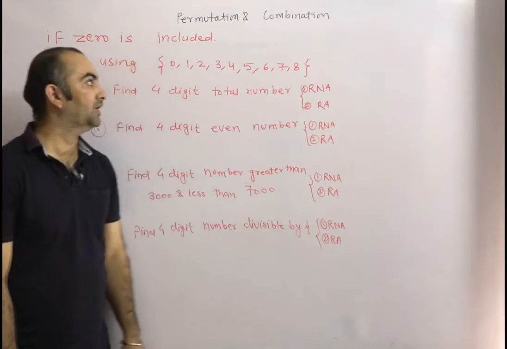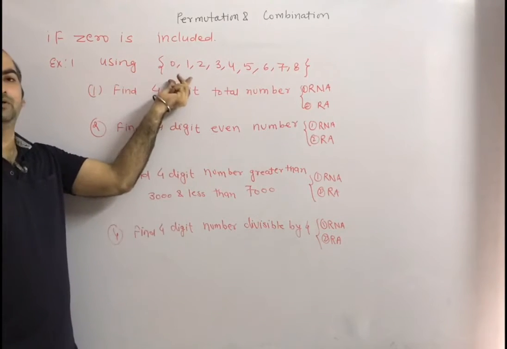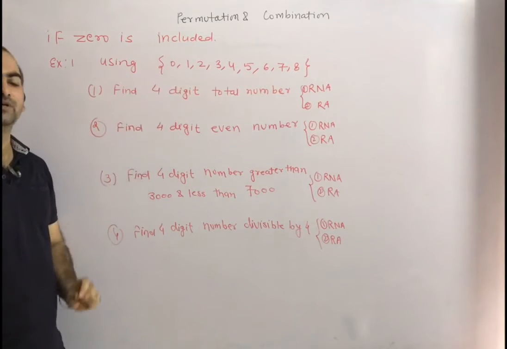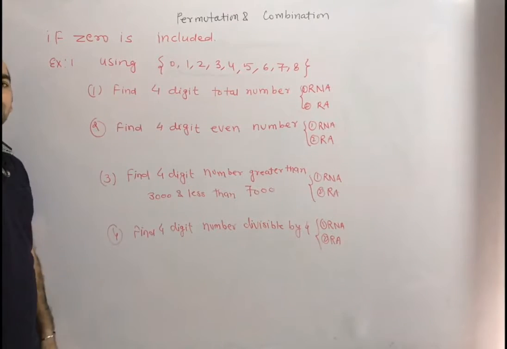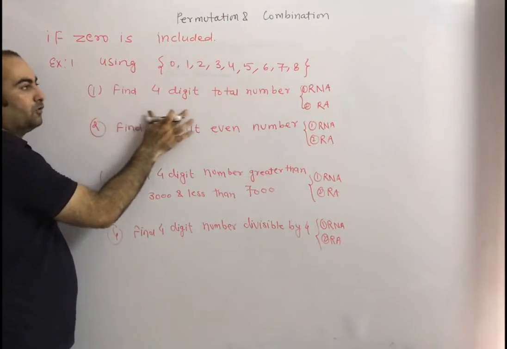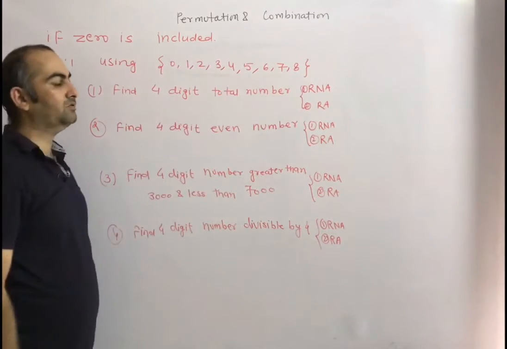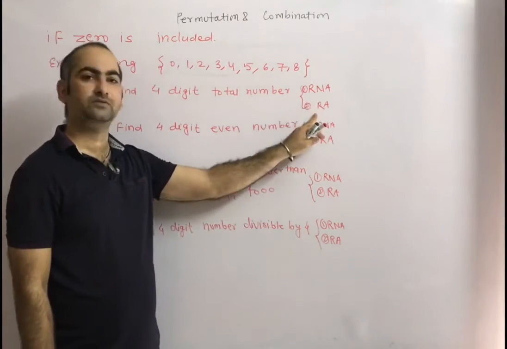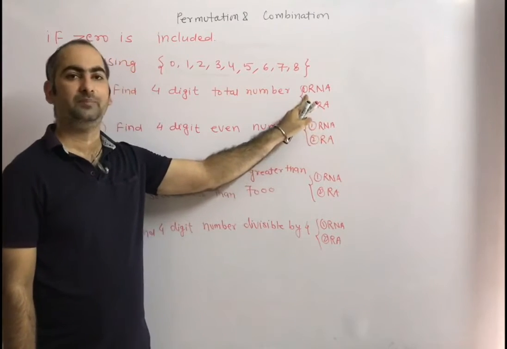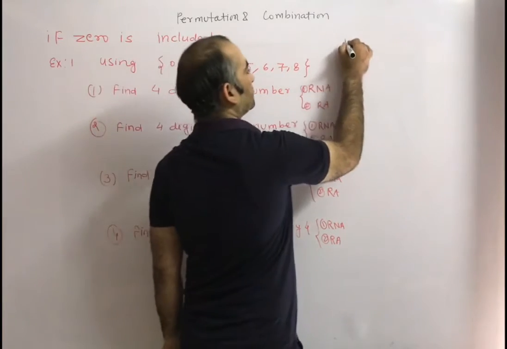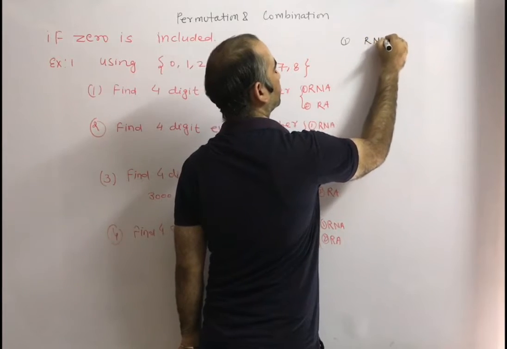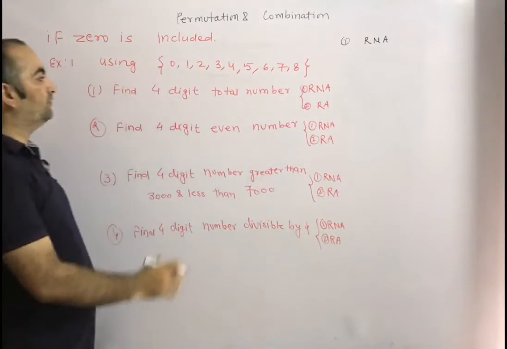Now if you check, 0 is included. Whenever 0 is included, you always have to take care of 0. So the first problem is to find the total number of 4-digit numbers. We have two parts, repetition not allowed and repetition allowed. First we are doing repetition not allowed. We want a 4-digit number.